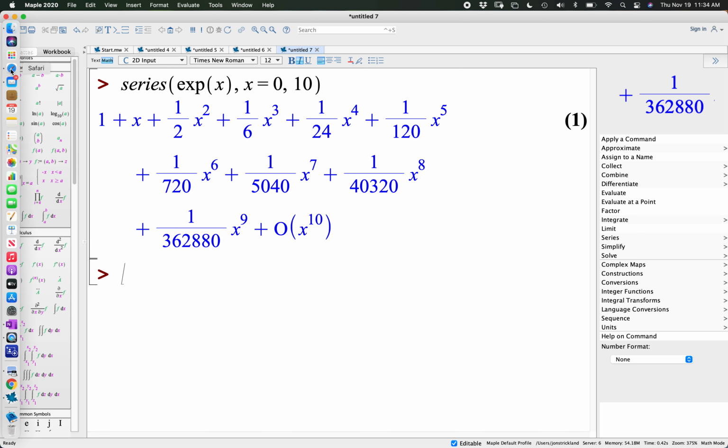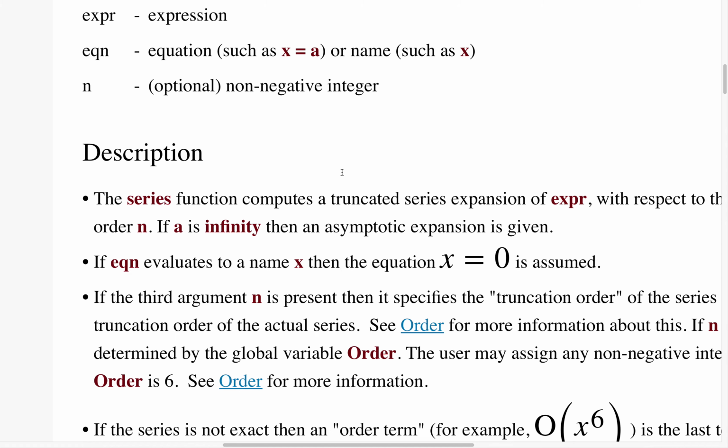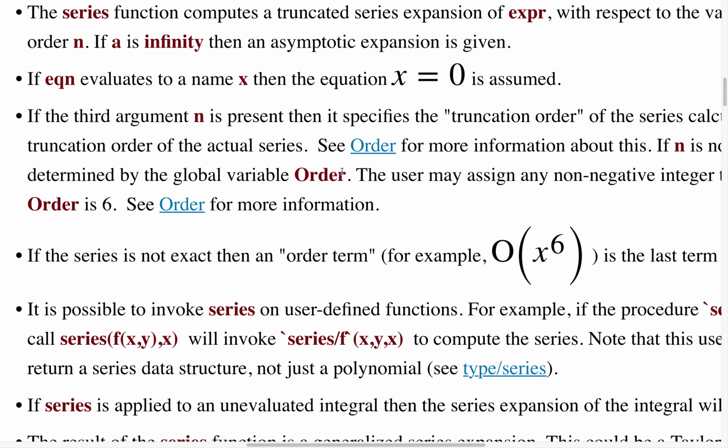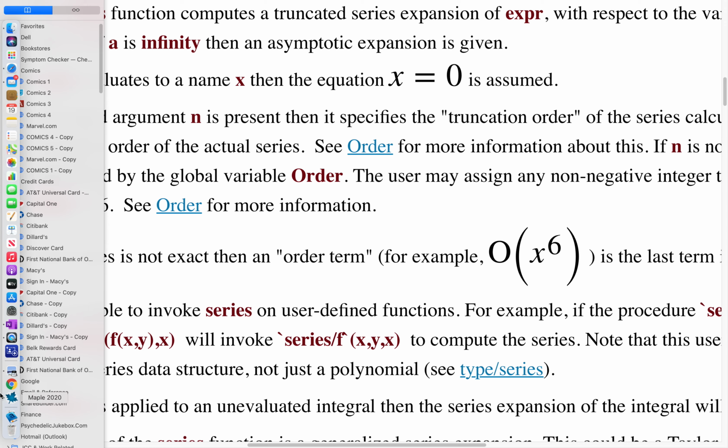What this means, and I looked it up in Maple, is that if the series is not exact, there's some room for a certain minuscule error, and an order term, this is what that O is. For example, O of x to the 6 would be like the hypothetical last term in the mix. That is thrown in because technically, for the exact terms, the series is going to be running continuously.